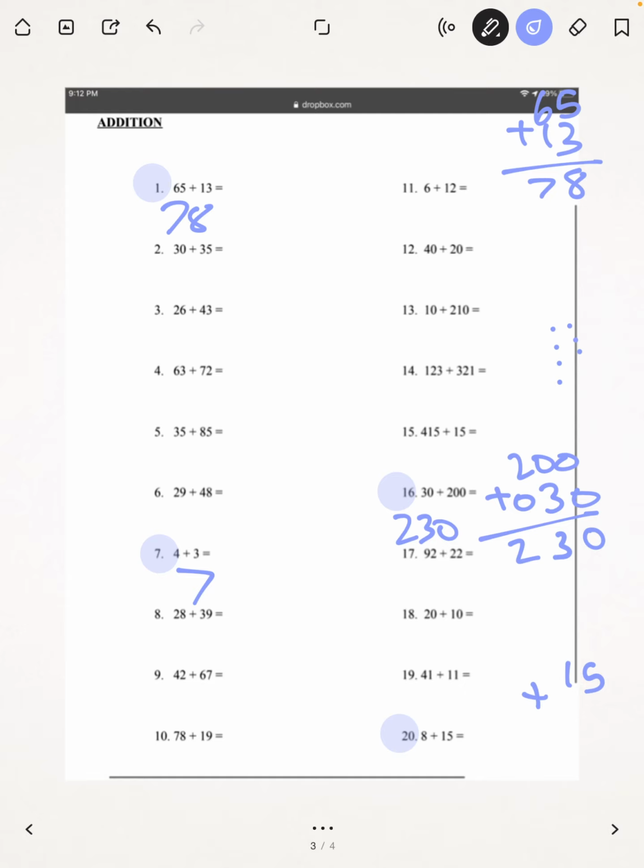15 plus 8. 8 plus 5 equals 13. You can't put 13 like this, so you put the 1 up here. 1 plus 0 equals 1, and you add this number. So 1 plus 1 equals 2. So this one would be 23.